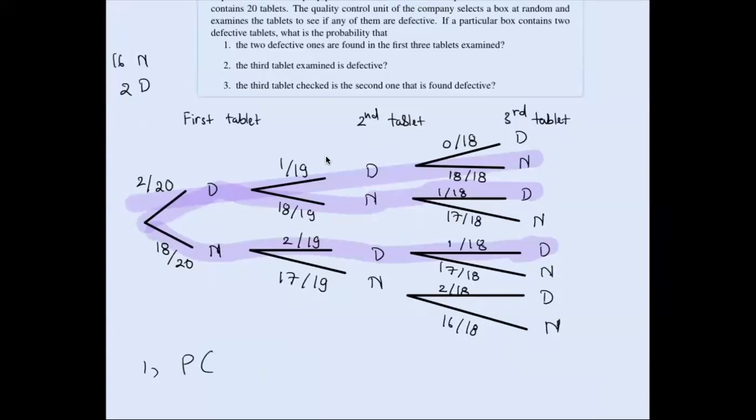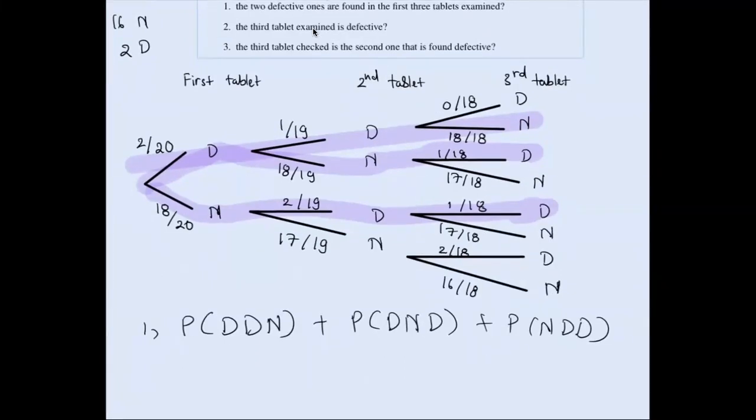We are interested in the probability of defective, defective, and non-defective; defective, non-defective, and defective; non-defective, defective, and defective. And in the exam, I still recommend you write down the full formula for it using the multiplicative law. But here, for the sake of time, I will use a shortcut. In order to calculate defective, defective, and non-defective, just take all the numbers on the branch and multiply them together. It will give you the probability of that path.